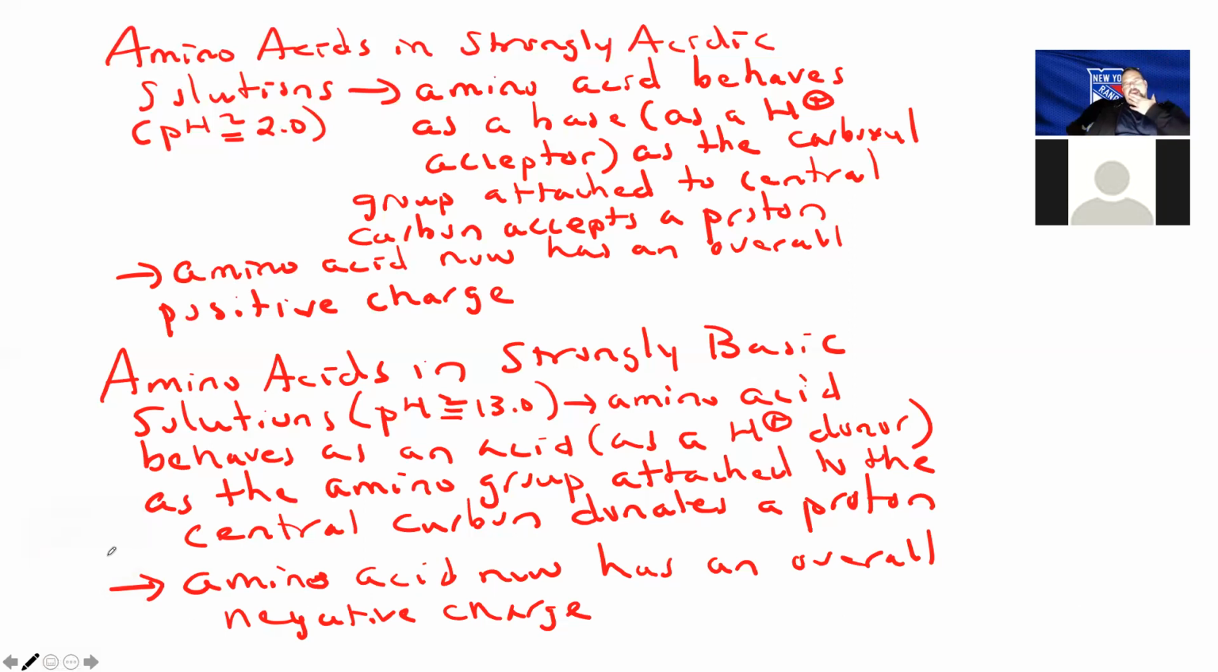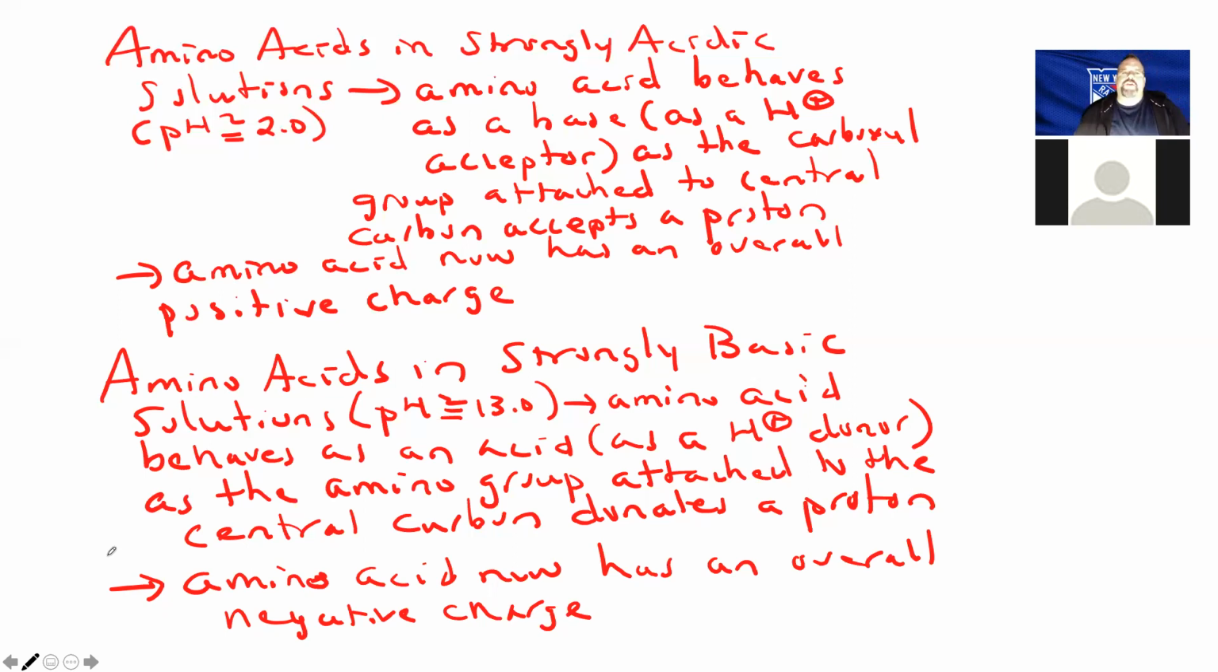If you have... which one would be plus? I'm trying to think, acidic or basic. Which one would be +2 at that very, very low pH value? Yeah, probably. So if you had a basic amino acid in a very strongly acidic solution, the overall charge there would be +2, because not only would the amino group attached to the central carbon have a positive charge, but the amine group in the side chain, that nitrogen, would have a positive charge as well.